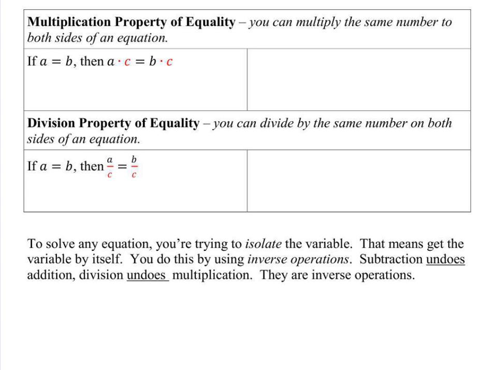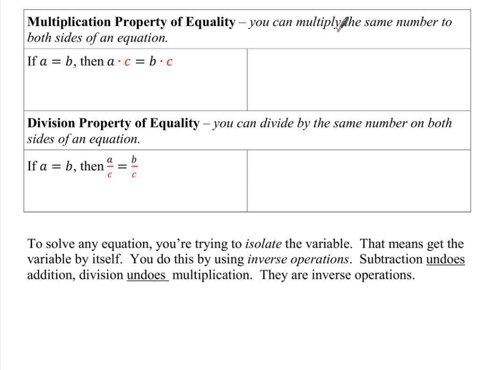We have addition and subtraction properties of equality. We also have multiplication and division properties of equality, and they basically are doing the same thing. You can multiply the same number to both sides of an equation for the multiplication property of equality. For the division property of equality, you can divide by the same number on both sides of the equation.